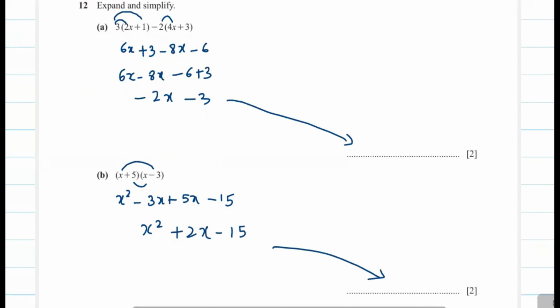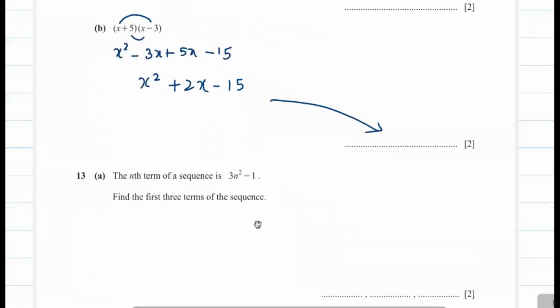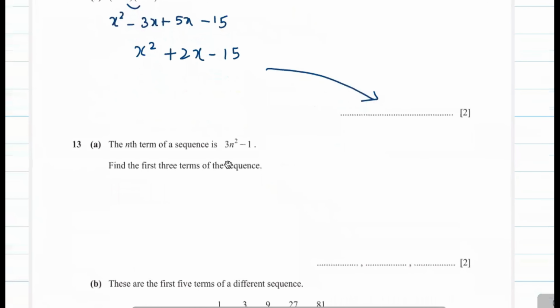Now the next question, question number 13. The nth term of a sequence is 3n square minus 1. Find the first 3 terms of the sequence. It's very simple. You substitute the value n equal to 1. Now you see here 3 times 1 square minus 1, that value becomes 3 minus 1, that is equal to 2.